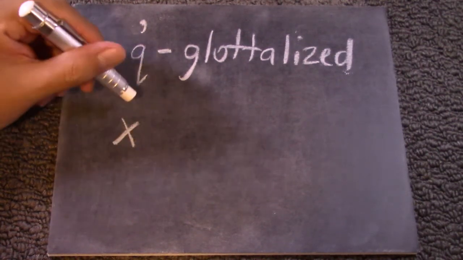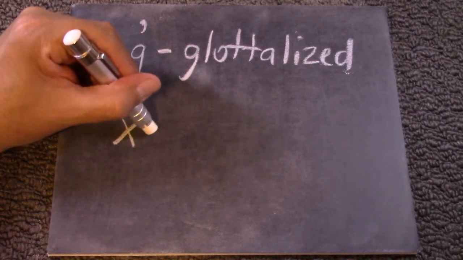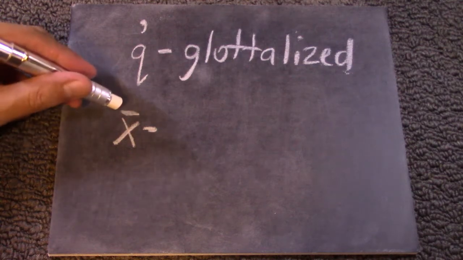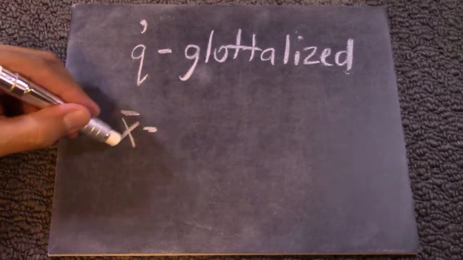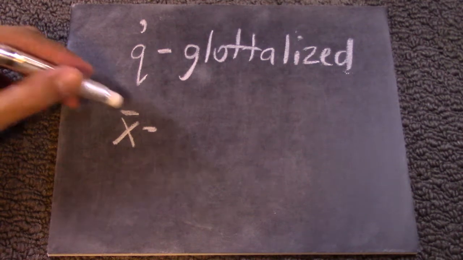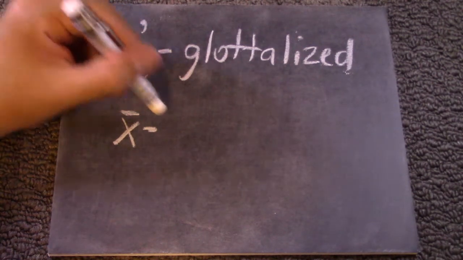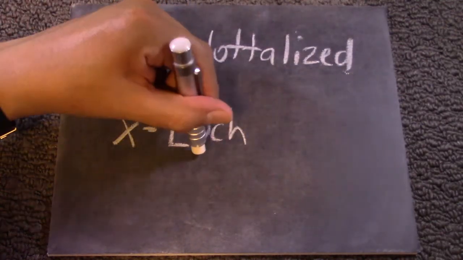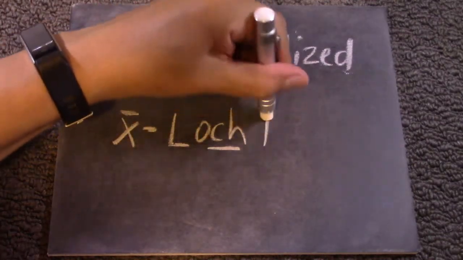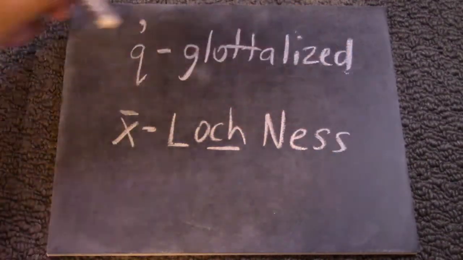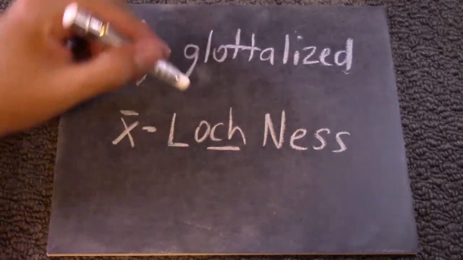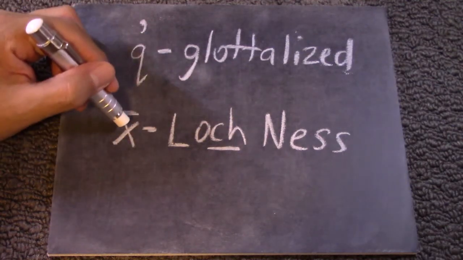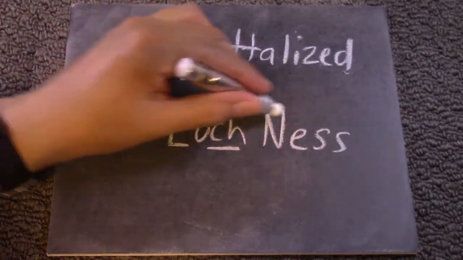And we also have an X with the bar over top. I usually call this an X bar. Since we had a G bar earlier, this would be called an X bar. And there's not really any English equivalent, but if you think of the name Loch Ness, it makes kind of a similar sound to that. So it makes more of a h sound, like in Loch Ness.